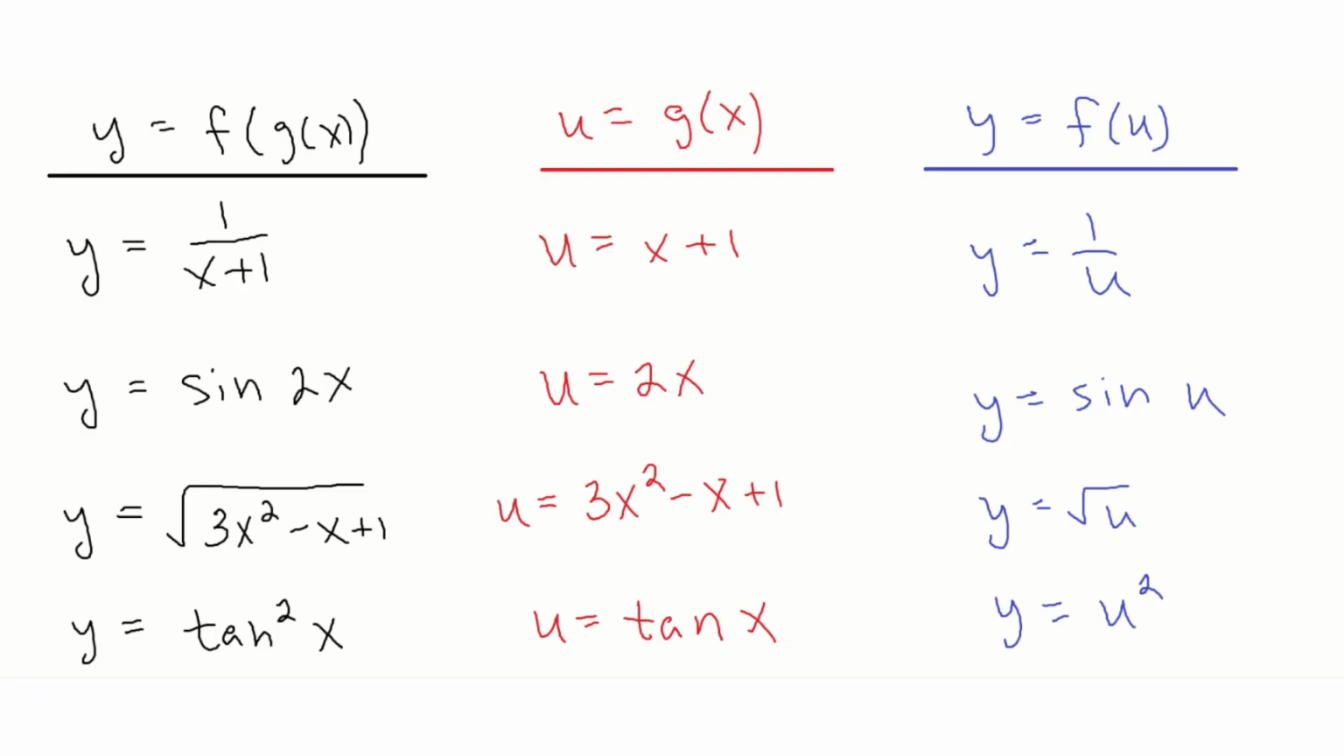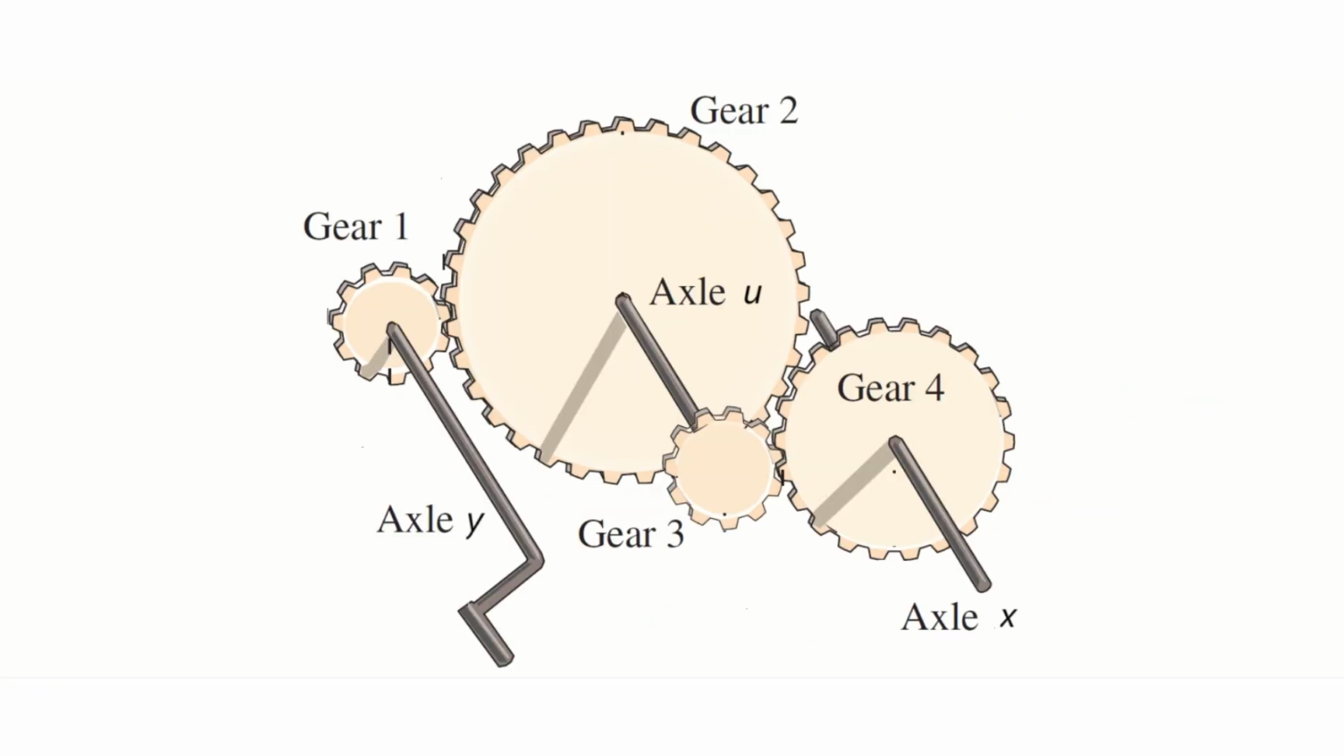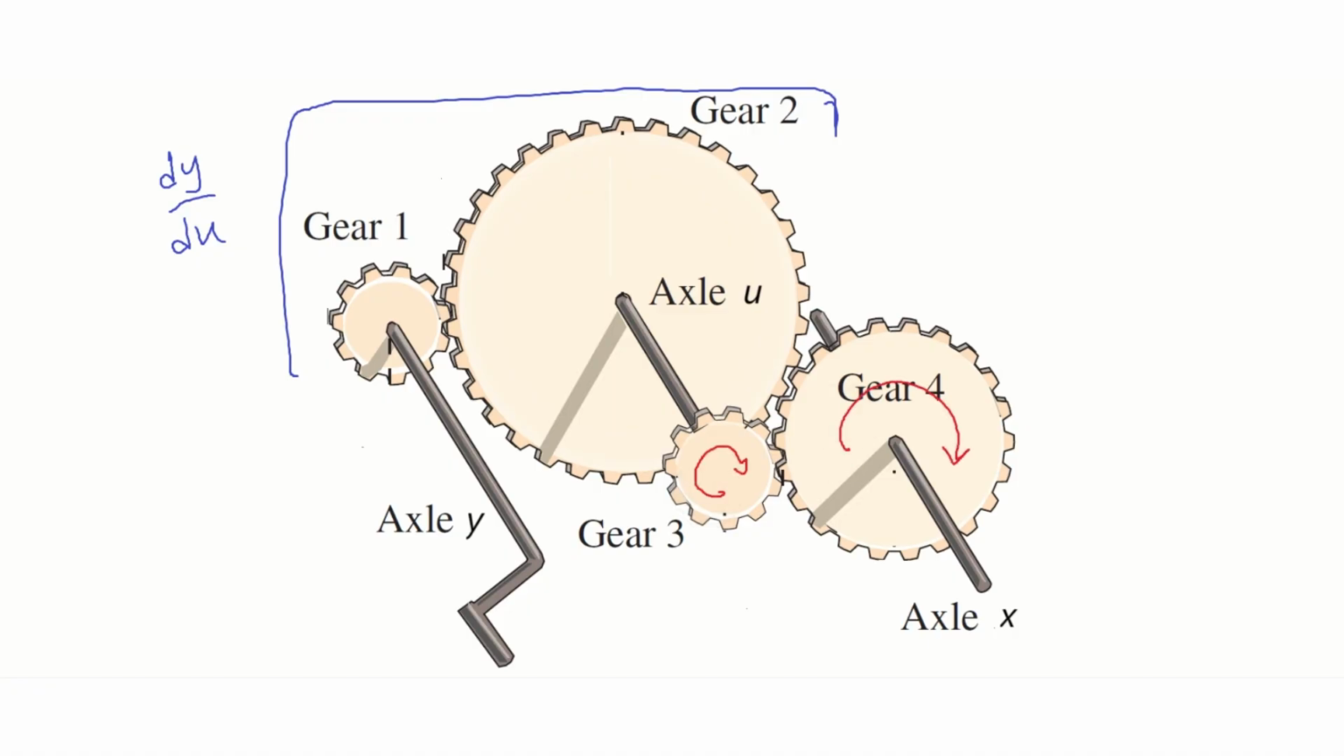Now let's talk about finding the derivative of composite functions. Consider this composite set of gears. Notice the three axles, y, u, and x. As axle y revolves, it turns gear 1, which in turn turns gear 2, causing axle u to revolve. We can express the rate of revolution between these two axles as dy/du. As axle u revolves, it also turns gear 3, which in turn turns gear 4, causing axle x to revolve. We can express the rate of revolution between these two axles as du/dx.